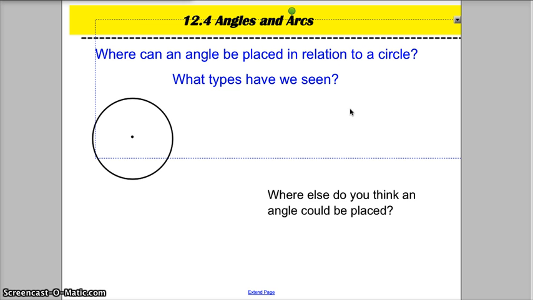We have seen angles placed on the center of a circle. Do you remember what they're called? What's their relationship to their intercepted arc?